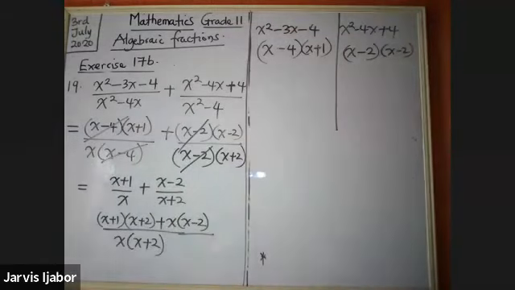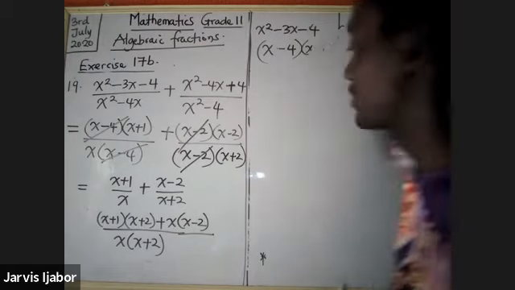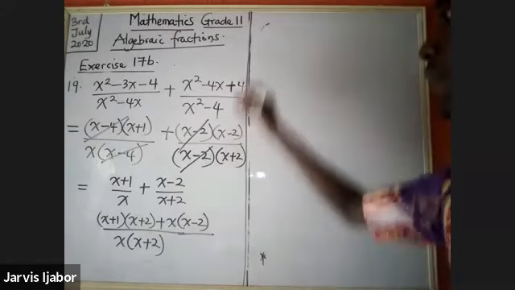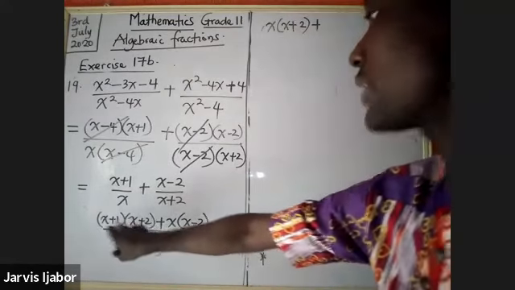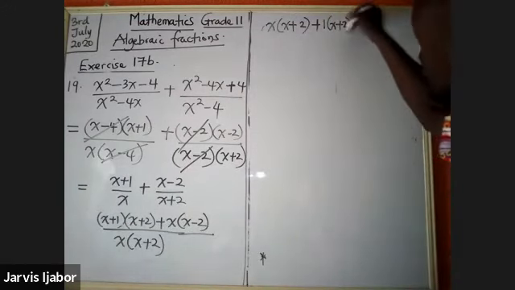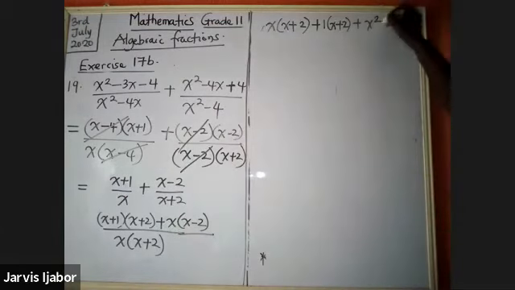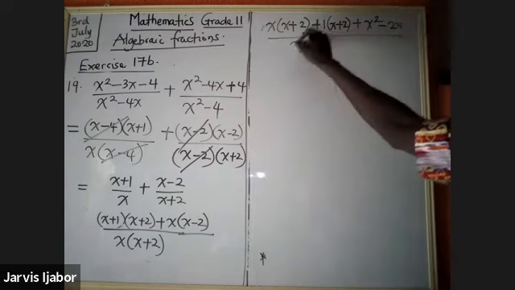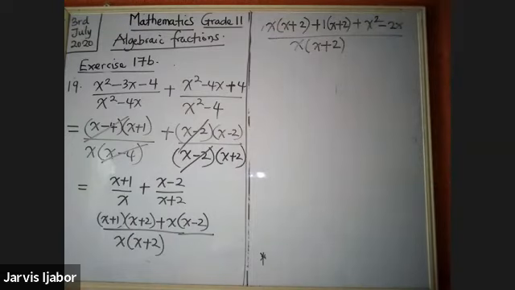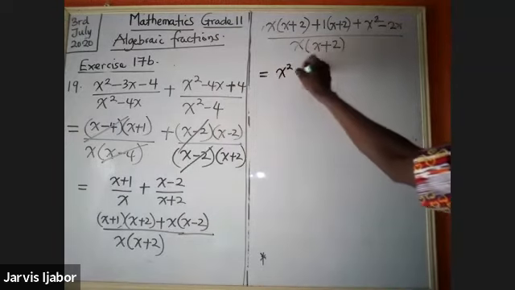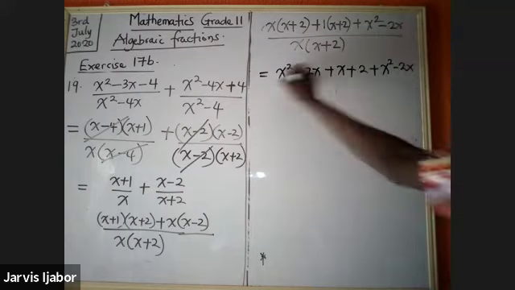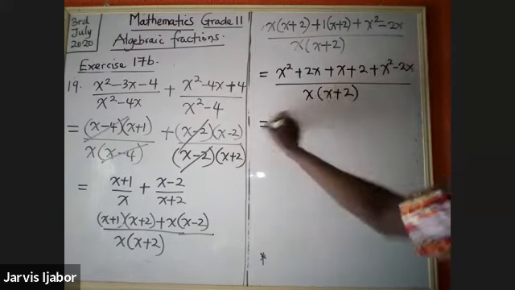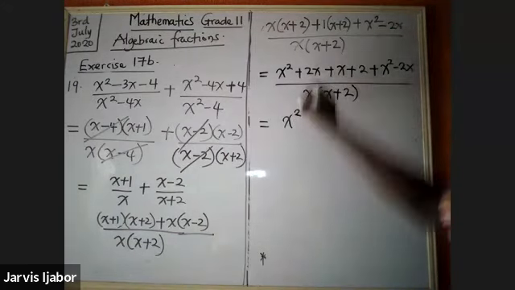I've seen that. So with that, I can now simplify what is on top. So simplify what is on top, I'm going to have x into x plus 2 plus, that's this times this one, then this times this one, plus 1 into x plus 2 plus x squared, opening this one, minus what? 2x all over x into x plus 2. So this will be equal to x squared plus 2x plus x plus 2 plus x squared minus what? 2x all over x into x plus what? 2.